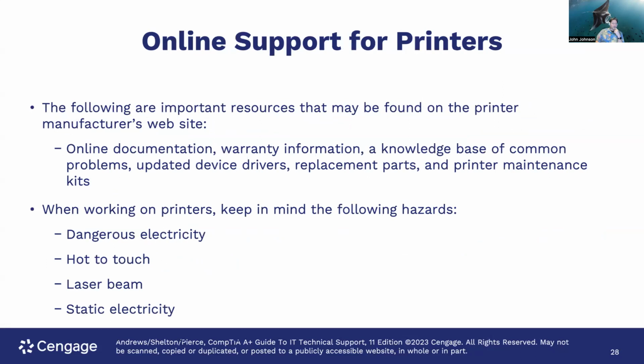So, online support for printers. The following are important resources that may be found on the printer manufacturer's website: online documentation, warranty information, a knowledge base of common problems, updated device drivers, replacement parts, and printer maintenance kits. So that's very important stuff to know because parts are going to wear out. That's just going to happen. Your imaging drum is going to go. Your fuser is going to need work at some point. Nothing lasts forever. So it's going to be important to know where to get replacement parts, what the part numbers are, and everything else.